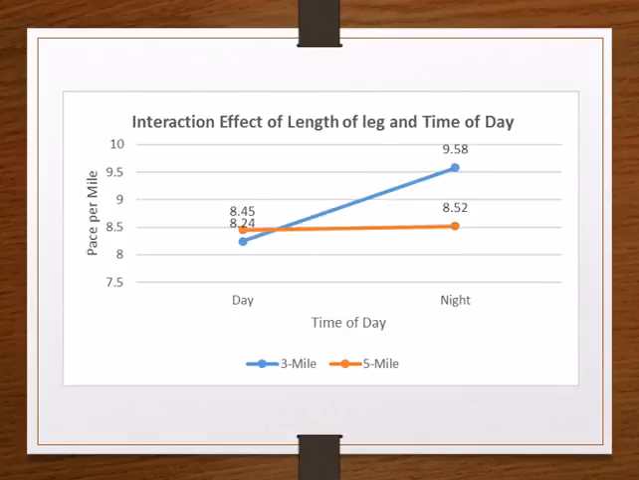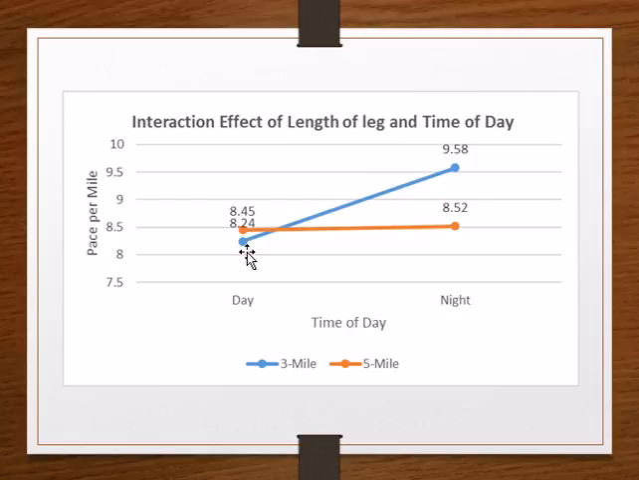Here is a graph that shows how these 2 factors operate when they are combined. And we see a couple of interesting things when we look at the 2 factors in combination. First of all, let's look at the 5-mile run, which is in orange. And you can see there's hardly a difference in pace between day and night for the 5-mile run. So not much of a difference there. We also see that for the 3-mile run during the day and the 5-mile run during the day, there's very, very small difference there too.